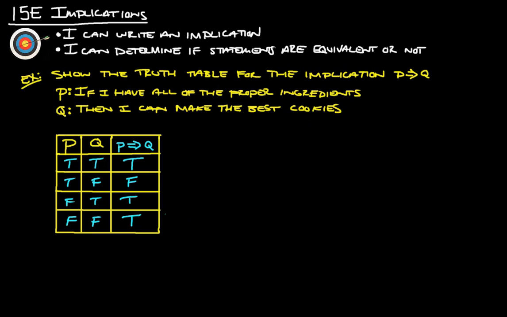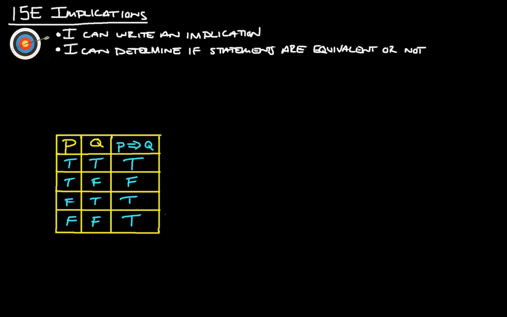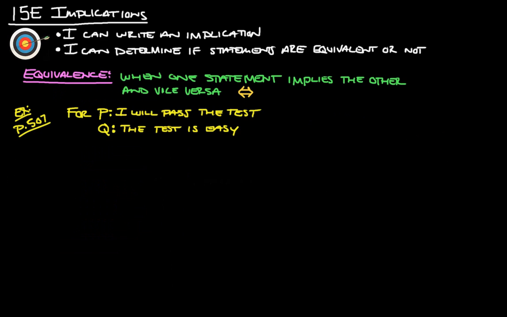All right. Okay. So that's our implications. Let's look a little farther, a little closer at this here. Okay. So with that, in implications we also have equivalence. When one statement implies the other and vice versa, you get this little double arrow, and that's considered equivalence.